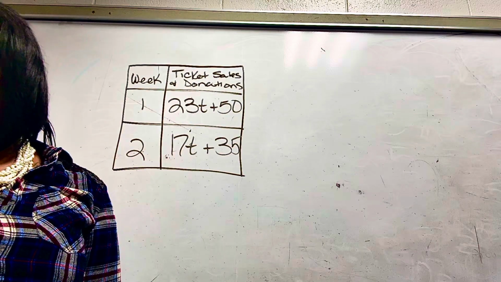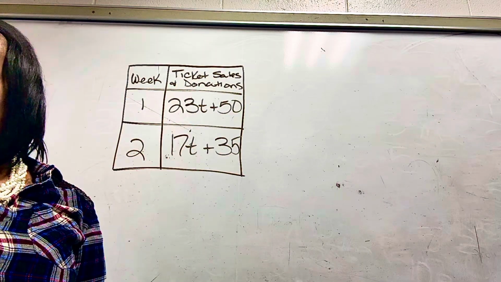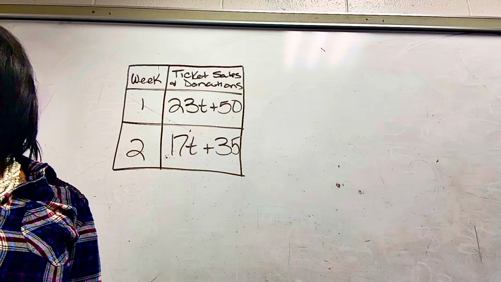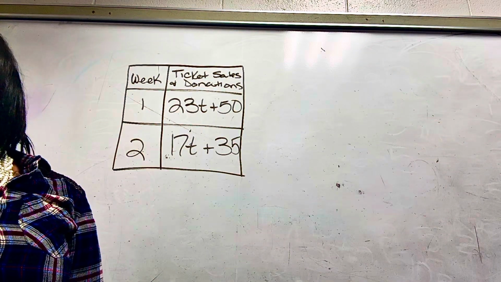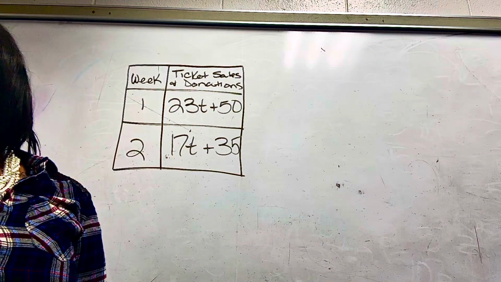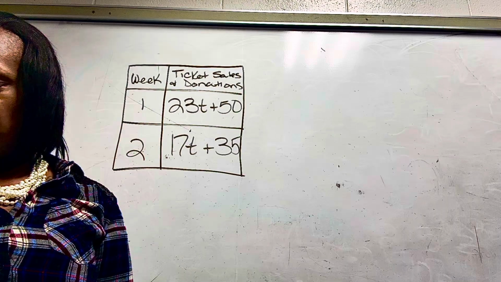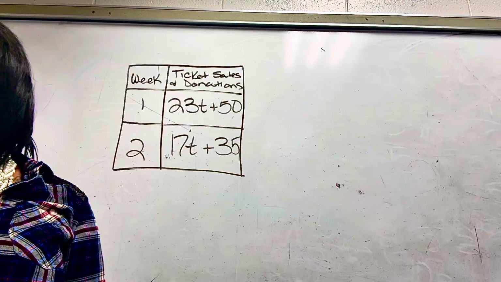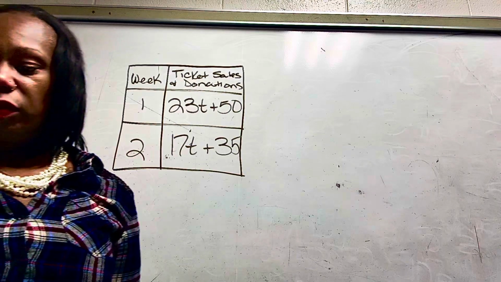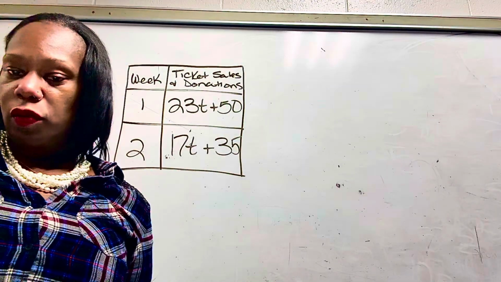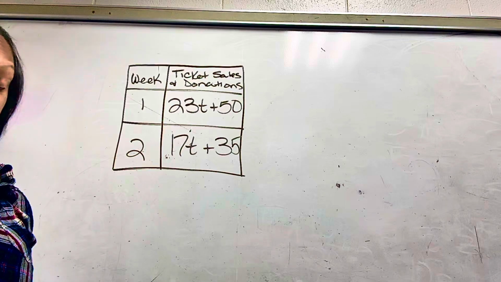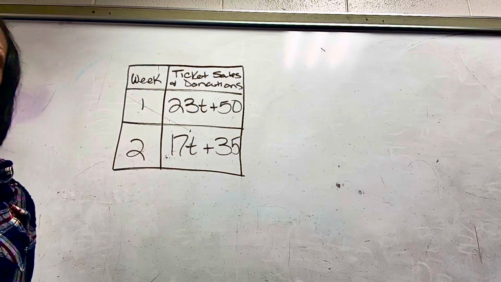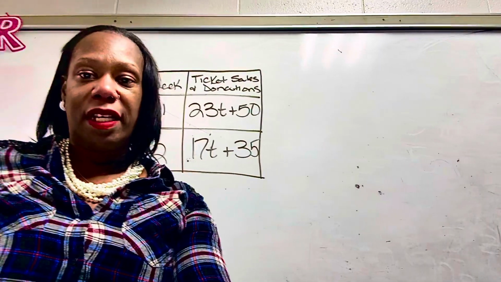In each expression, T represents the price of a ticket to the show. Write an expression in simplified form that represents the total donations and proceeds from ticket sales over the 2-week period. So this is going back to adding our linear expressions. They've already set the problem up. Generally what we're doing, guys, is we're just combining our like terms.